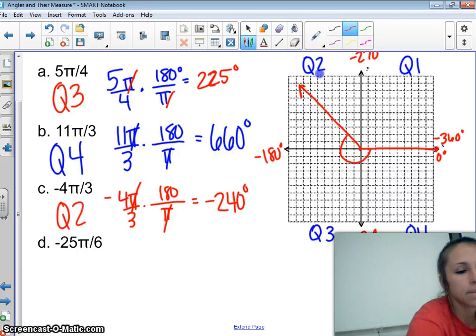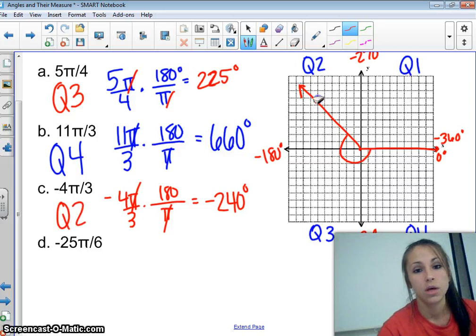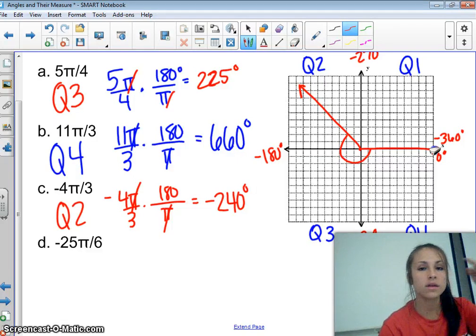Now, the quadrants don't change. So the quadrants stay the same. The only thing that changes, or you have to think about differently, is the negative 90, negative 180, negative 270. So quadrants are going to stay the same.